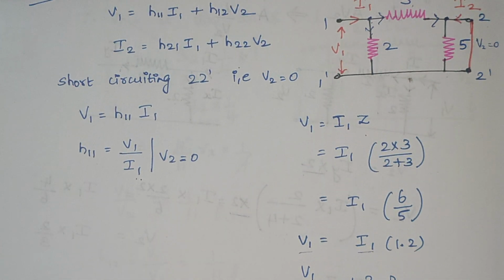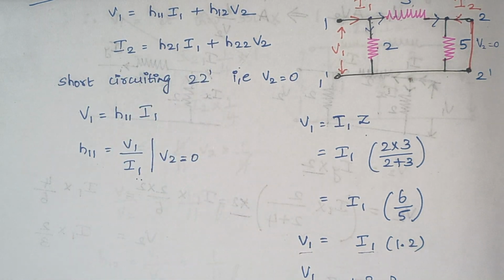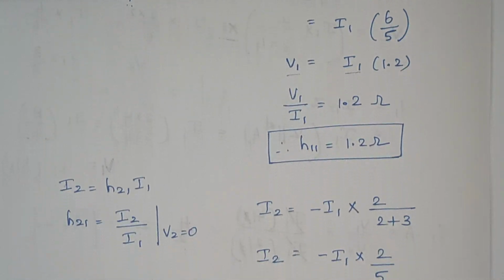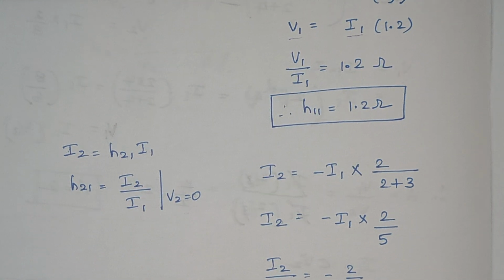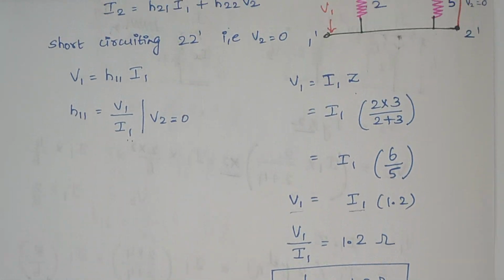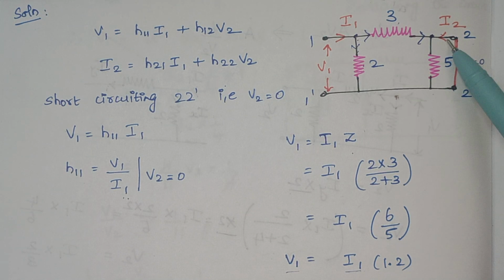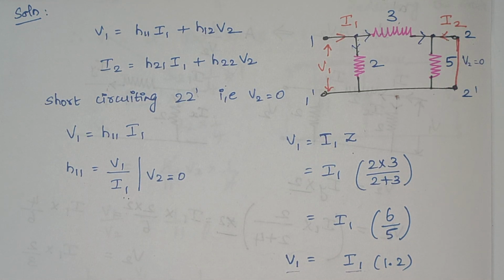So, again when you look at the base equation, H21 is given by I2 by I1. Again, from the same circuit, we are going to find the value of this I2 by I1 ratio. So, when you look at this modified circuit, this is our I2. So, here we are going to use our current division rule. What is the current division rule? Total current into opposite resistance divided by total resistance.